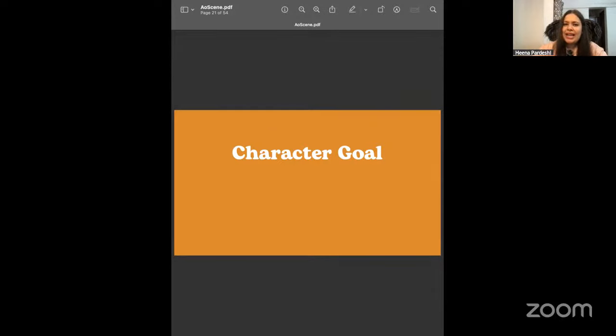So, what is a character goal? It is the specific, immediate desire driving your character's action in the scene. Now, it's not a life goal, it's not a dream or a long term ambition. No, it is a scene level goal. It is the thing the character wants right now in that scene, in this moment, which creates direction, intention, and momentum for that particular scene.